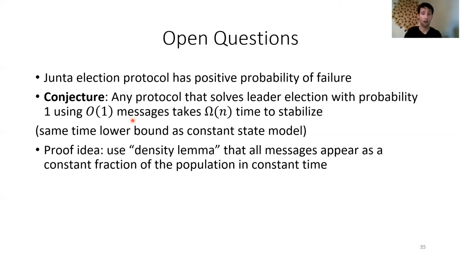And the idea for how we think this conjecture could be proven would be based on a density lemma. So you can actually show that all possible producible messages will always appear in the population in large count as a constant fraction in only constant time. So all the possible messages are going to be out there. And we think that using all the messages, we're going to be able to steer the configuration into an undesirable state and use those ideas to show a time lower bound, similar to previous work.